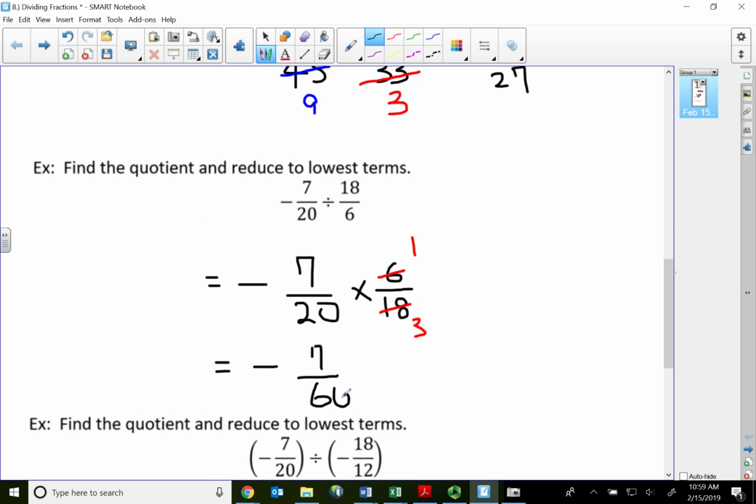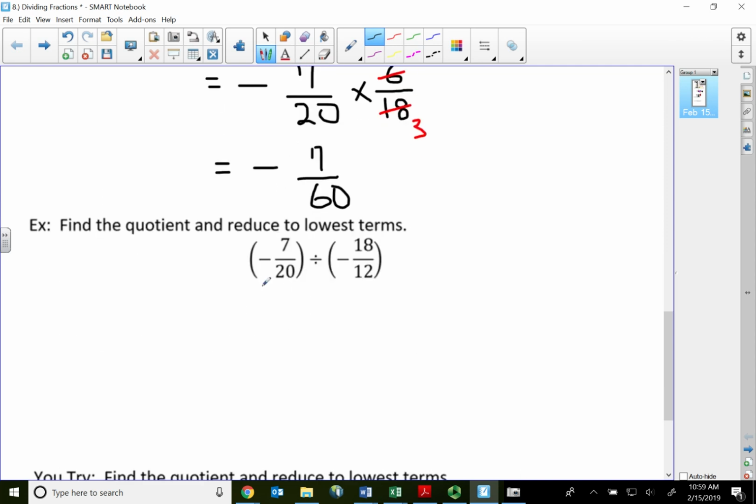All right, let's try another one. A negative fraction divided by another negative fraction will be a positive answer. So I'm not worried about my signs anymore because my final answer will be positive. My first fraction does not change. 7 over 20 divided by 18 over 12 means times the reciprocal, which will be 12 over 18.